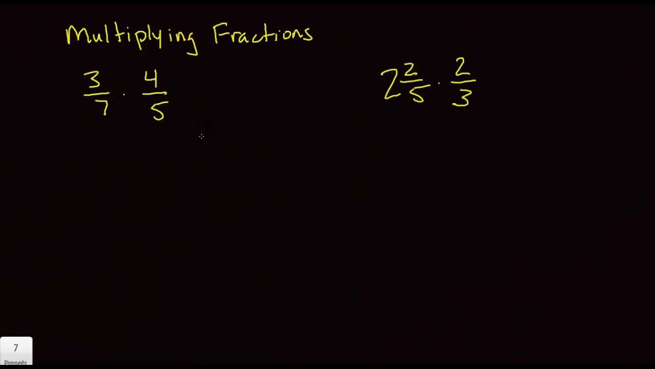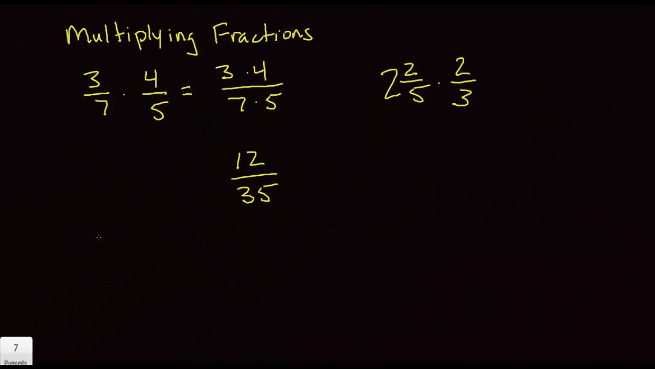Multiplying fractions is pretty straightforward. When we multiply fractions, we just multiply the numerators times each other, and we multiply the denominators times each other. So 3 times 4 is 12. 7 times 5 is 35. So there's our answer, 12/35.